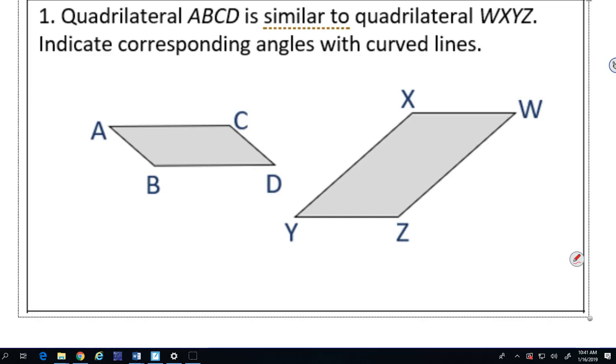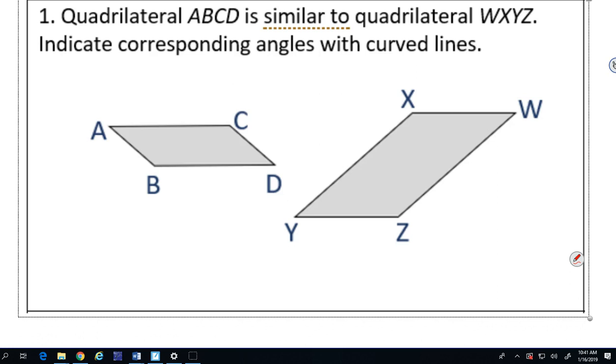All right, take a look at the sheet that you have. We've been reviewing how to find corresponding sides of similar shapes and corresponding angles. So let's start with the first one. You should have it in front of you, the little half sheet that I gave you. We're going to go over these quickly, and then we're going to talk about indirect measurement.